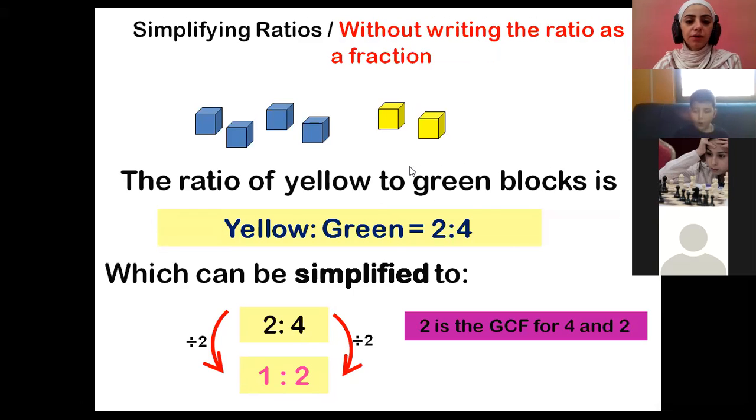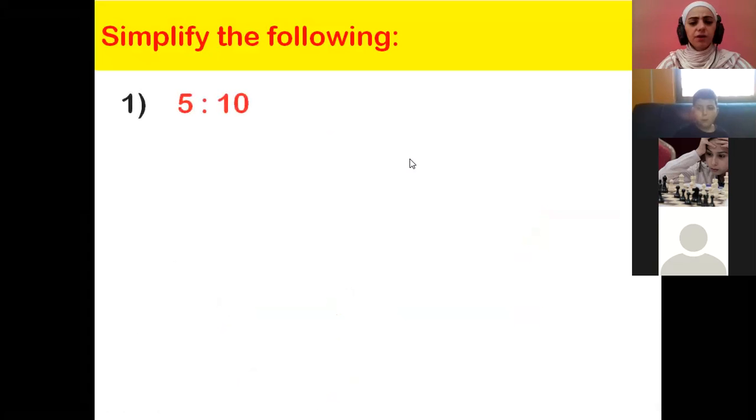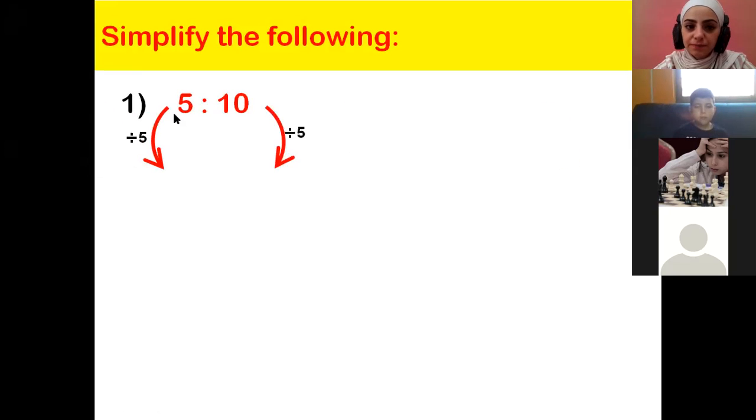Okay, Aisha, yalla. Here, this is the last thing. We don't have time. We need to simplify this. Again, think of simplifying ratios exactly as fractions. 5 to 10. What can you divide 5 and 10 by, Aisha? By 5, yes. So divide. 5 divided by 5 is what? 1. Yes. And 10 divided by 5 is 2. We can see it there.